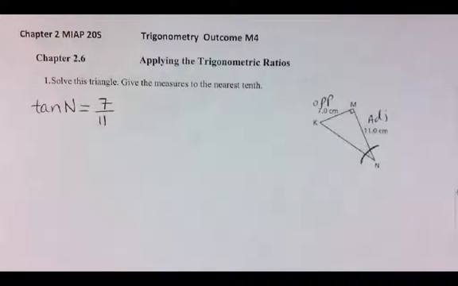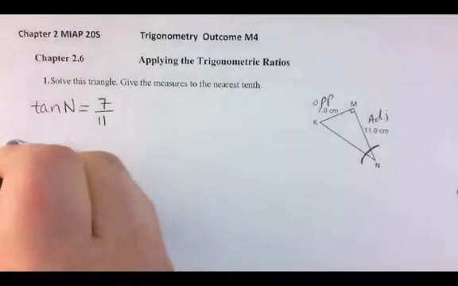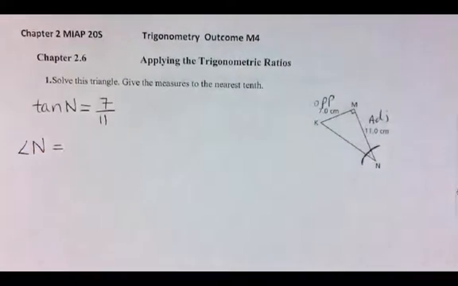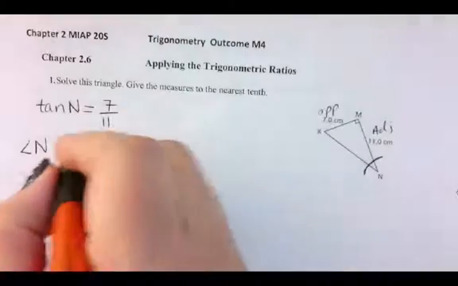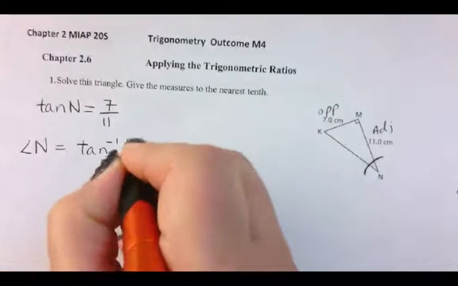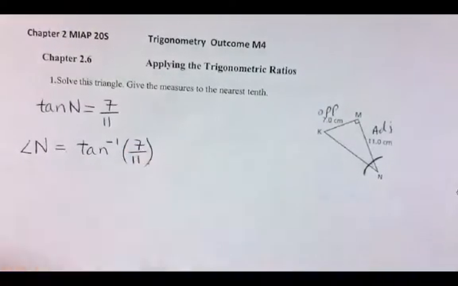Okay, now in order to figure out the angle, I need to write angle N is equal to, now folks, make sure you have the proper notation here, okay? What is the proper notation? You want to make sure you have the angle, the equal sign, the tan inverse. So how would I write this out properly so that anyone reading this in the math world can understand? Tan inverse of 7 over 11.